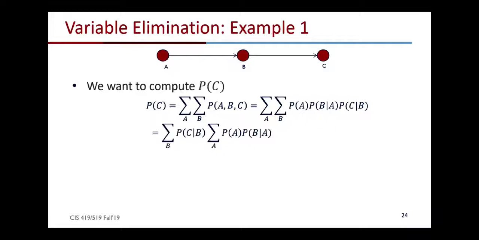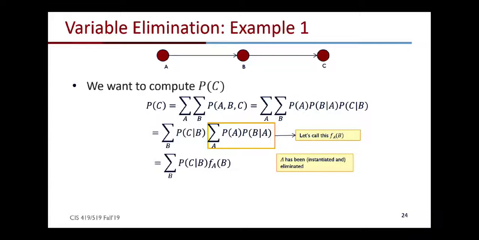And the reason I want to do this is because notice that P of C given B can be taken outside of the sum over A. It is independent of this internal sum here. And this is where I'm going to save. So I'm going to call this function, this is really a function of A that can take a value when I instantiate B. So I can call this F A, taking the argument B.